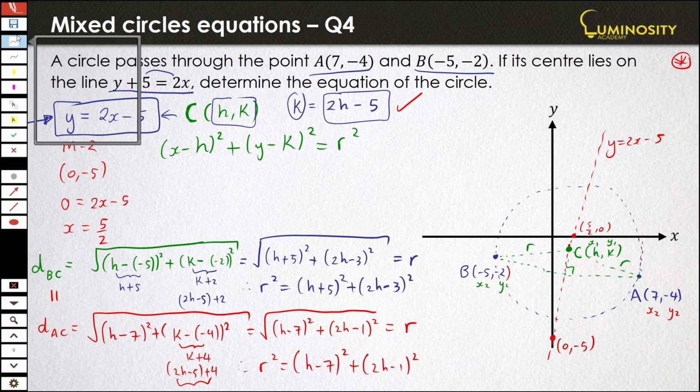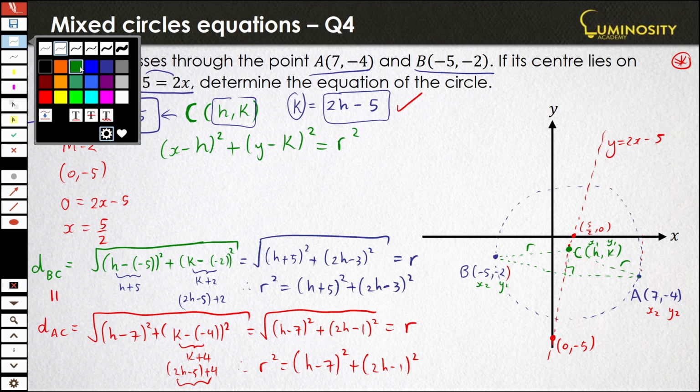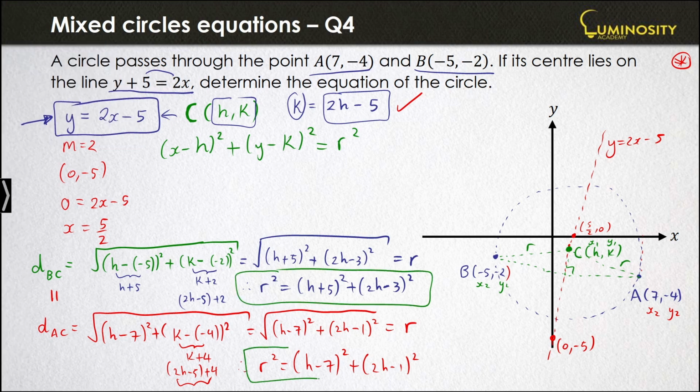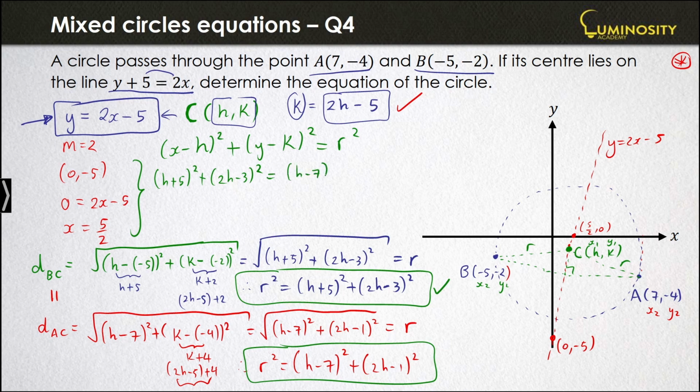So look at this now. We have two equations, r squared and r squared is equal to these two different values. So we can use simultaneous equations now and equate the right-hand sides. So I have h plus 5 all squared plus 2h minus 3 all squared, that's for this term here. That must equal h minus 7 all squared plus 2h minus 1 all squared.